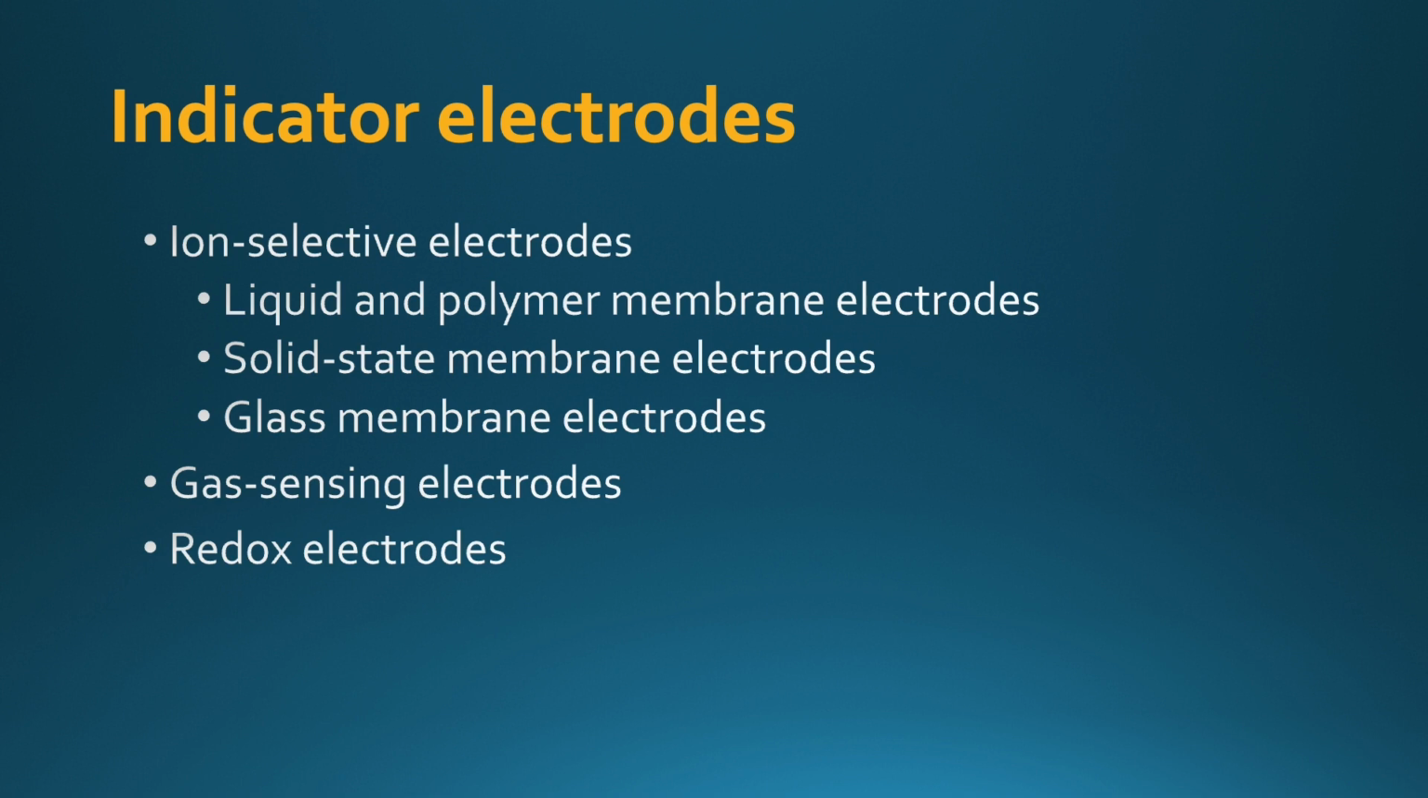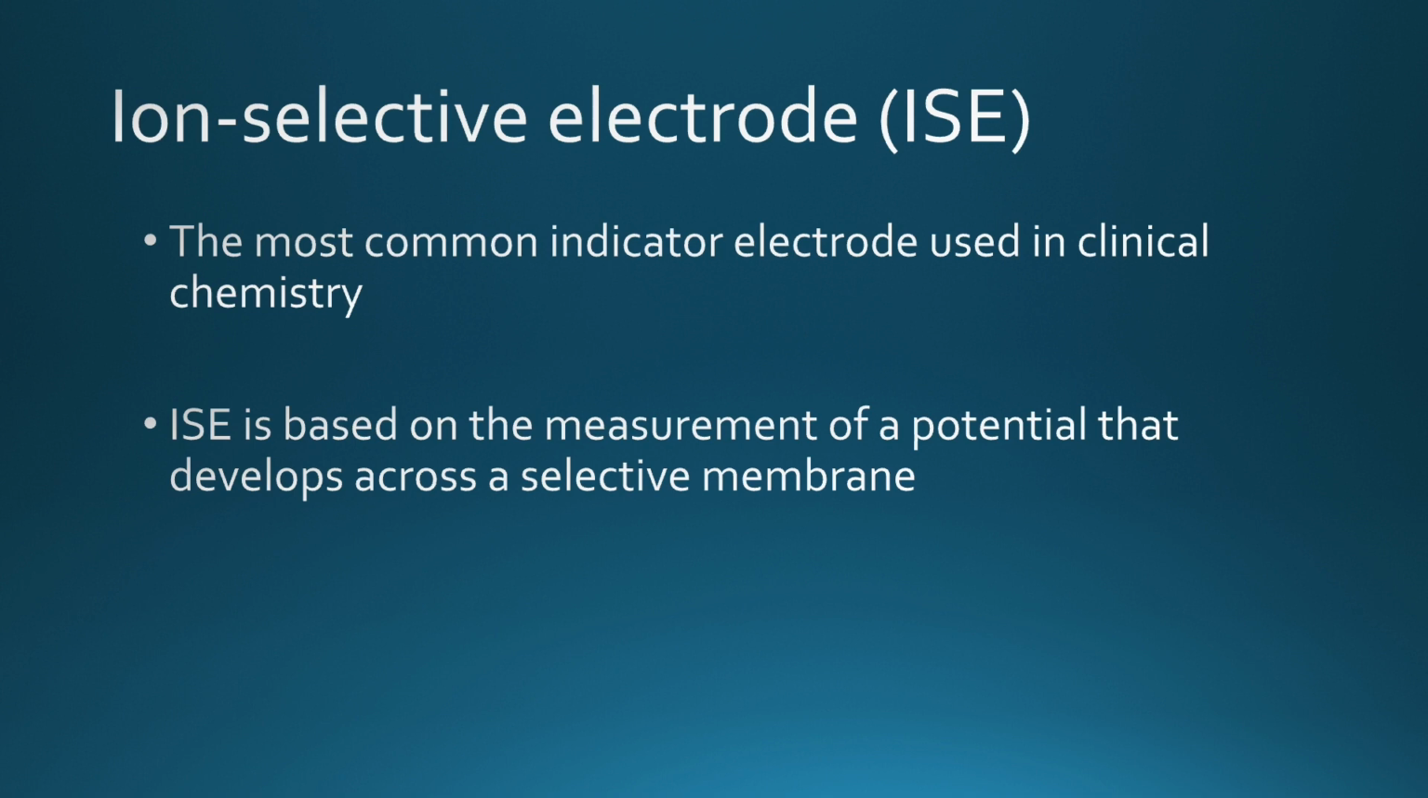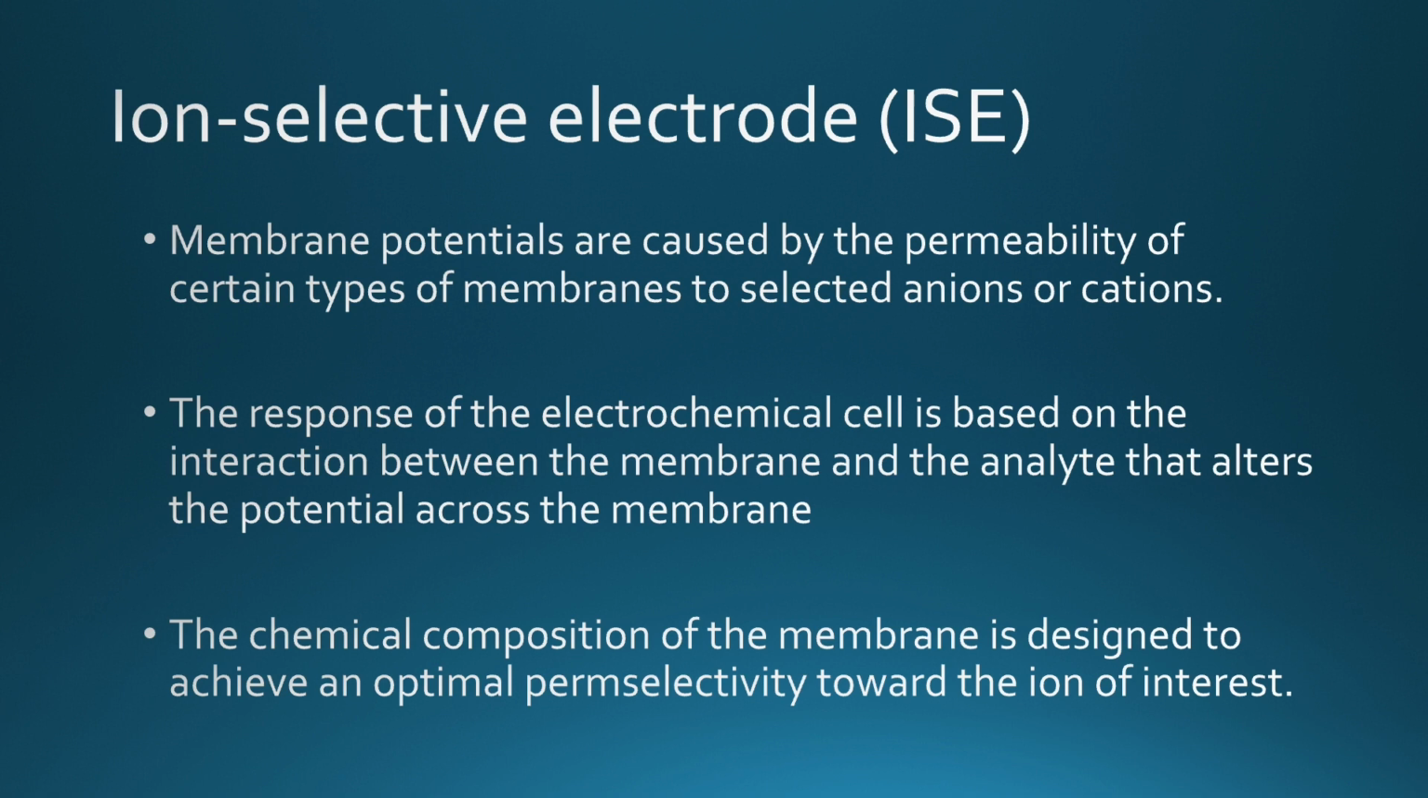Indicator electrodes are basically ion selective electrodes, gas sensing electrodes, and also redox electrodes. We'll start with the commonest, which is the ion selective electrode. This is the commonest indicator electrode used in clinical biochemistry labs, and it's based on the measurement of a potential that develops across a selective membrane. So this is the idea, that you have a selective membrane. The membrane potential is caused by the permeability of certain types of membranes.